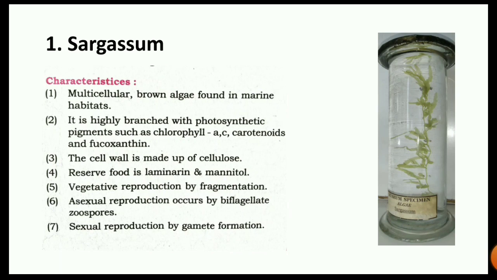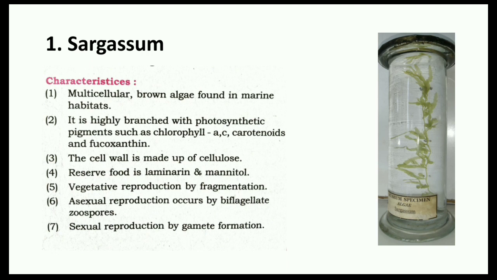Now, Sargassum is a multicellular brown algae found in marine habitats. So it is a brown algae, which means it belongs to the class Phaeophyceae and it lives in marine habitats. That means saline water. So it is highly branched with photosynthetic pigments such as chlorophyll A, C, carotenoids, and fucoxanthin. The cell wall of this plant is made up of cellulose, which is common for all the plants. Here, the reserve food material is laminarin and mannitol.